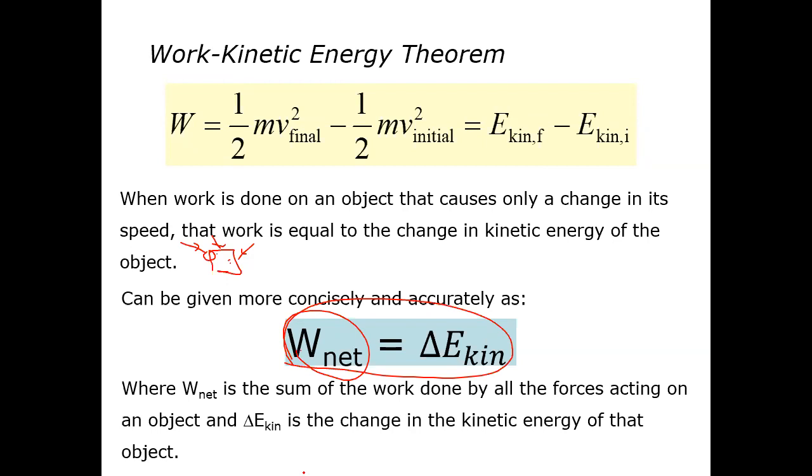The amount of work you do on an object will change its kinetic energy. Okay, very good. If the net work is positive, the change in the kinetic energy will be exactly the same amount and positive. So you can see the kinetic energy will increase. If the net work is negative, the change in the kinetic energy will be negative. That means the kinetic energy decreases. Okay. This is the work kinetic energy theorem. The net work is the sum of the work done by all the forces acting on the object, and delta KE is the change in the kinetic energy.